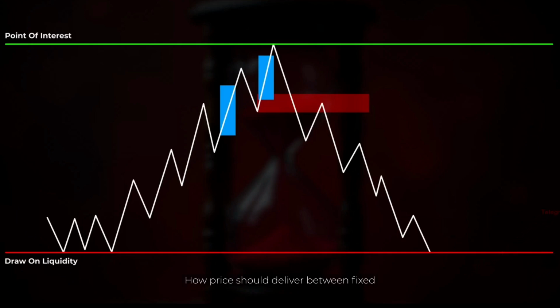How price should deliver between fixed windows of time that do not change. Meaning, these time windows, which I'm going to teach you more in depth throughout this model series, are the same always, and they will never be adjusted. The reason why is because in order for you to objectify your analysis on the markets, you must subscribe to objective theories, and objective theories are always based upon time and price.